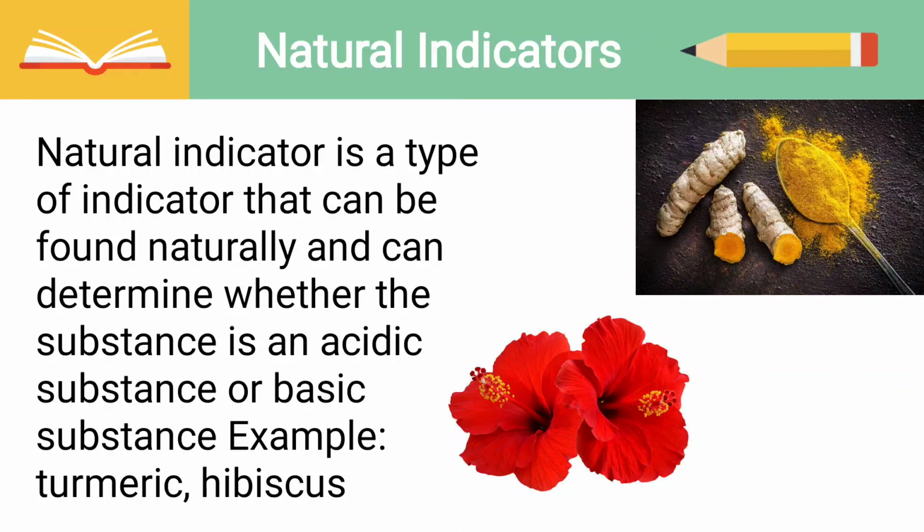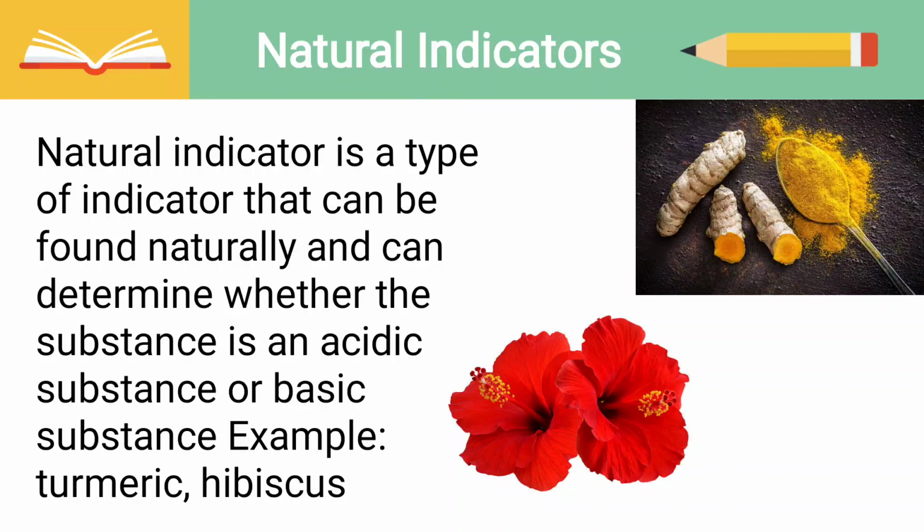Litmus is extracted from lichens. You all know, children, about the lichens, right? It is the combination of algae and fungi. It has a purple color in water. It is available in the form of a solution or in the form of strips of paper known as litmus paper.